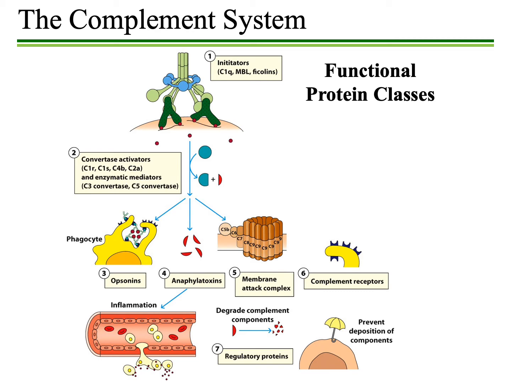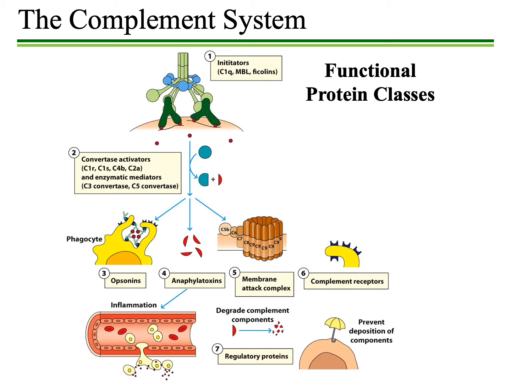Category 3, opsonins. Well, this is something we've heard lots about previously. Opsonins are molecules that interact with the pathogen, bind to the pathogen, and tag that pathogen for phagocytosis. So any of the complement system components that act as opsonins would fit into this particular category.